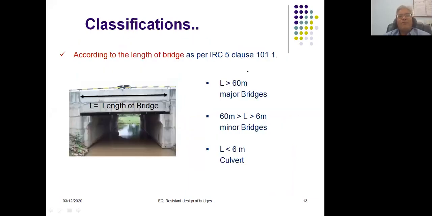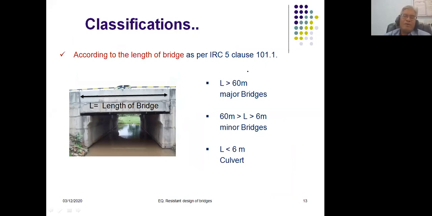According to the length of bridges. This is one of the important concepts, because in designing, we always prefer this criteria. When the span is less than 6 meter, it is known as a culvert; 6 to 60 meter, known as a minor bridge; and when the span is more than 60 meter, it will be a major bridge.